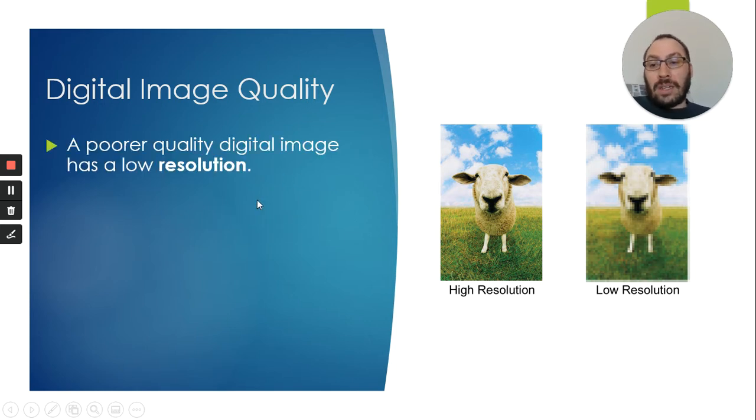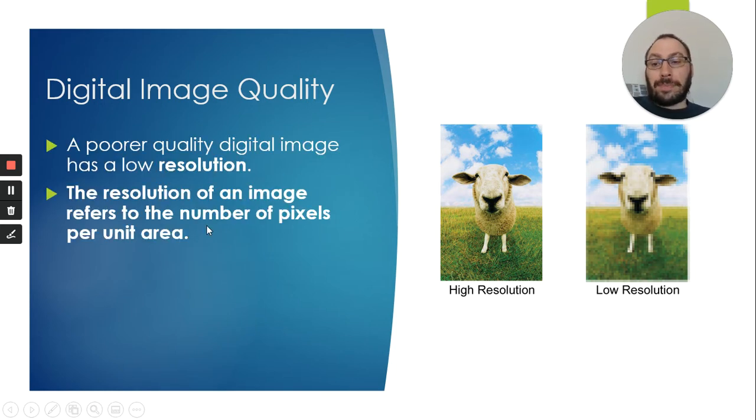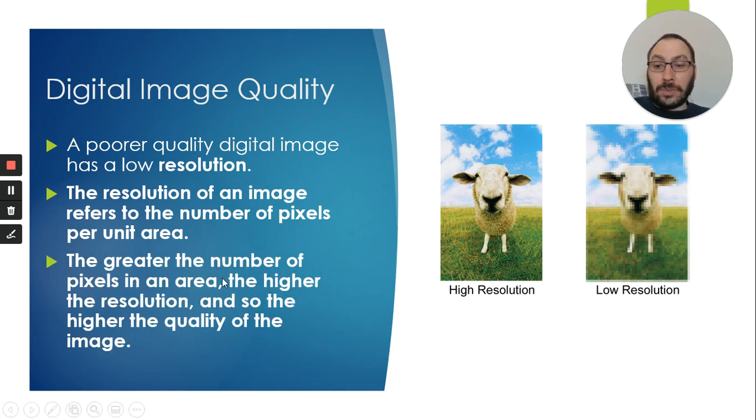The poorer the quality of the digital image, the lower the resolution. The resolution of an image refers to the number of pixels per unit area. So compare the number of pixels in this area to the number of pixels in this area. The one that has more pixels obviously has the better resolution. So the greater the number of pixels in an area, the higher the resolution.